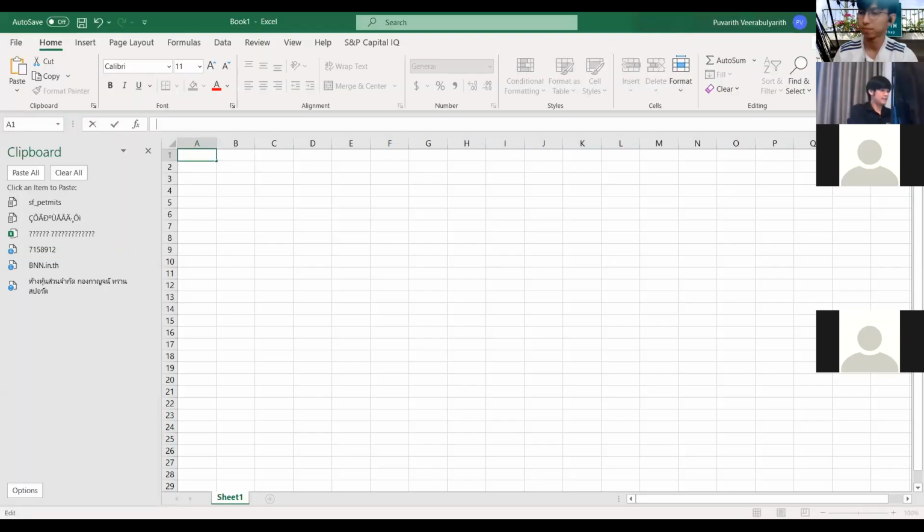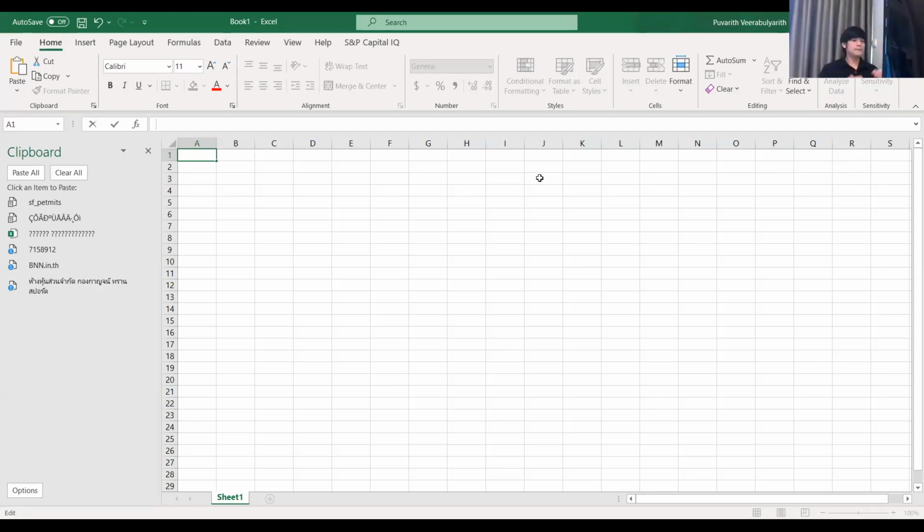Okay. To begin, I will briefly talk about the concept of compound and continuous interest. So let's imagine that we are on the first day of January, or the first day of the year.